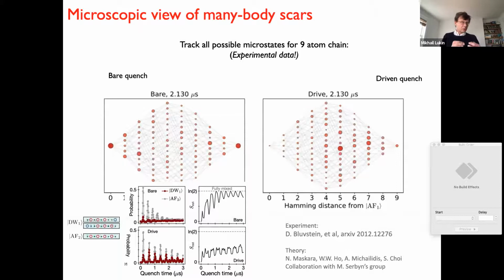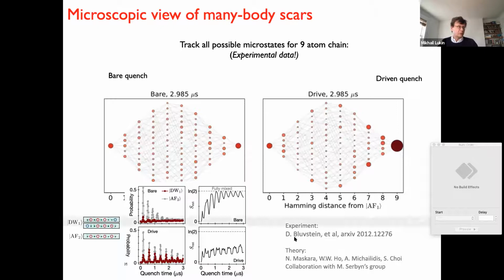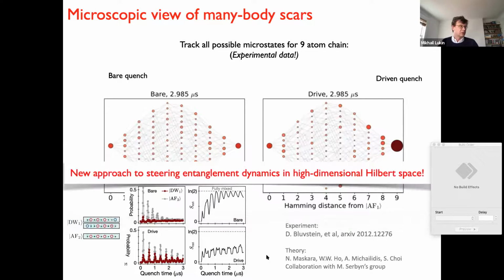And as a result, this altered trajectory greatly suppresses thermalization. For example, if you look at entanglement entropy, you see that for the driven system, entanglement entropy grows much more slowly as opposed to the undriven system. So I think this is very cool because potentially it might allow us to really navigate the system in this high dimensional Hilbert space.